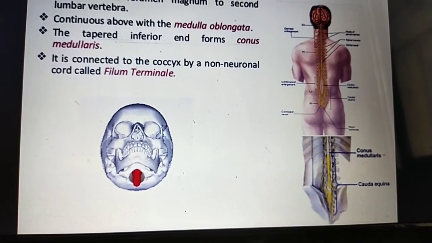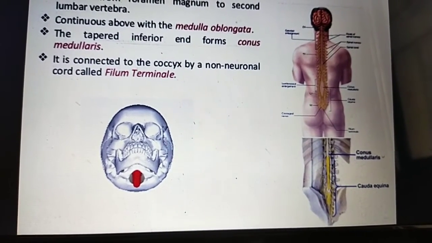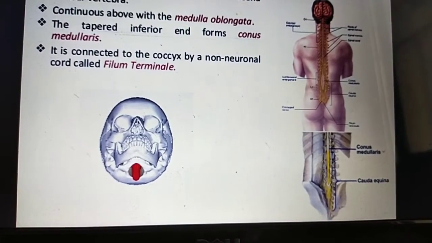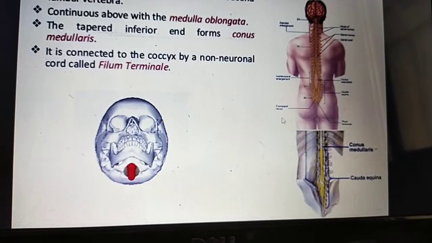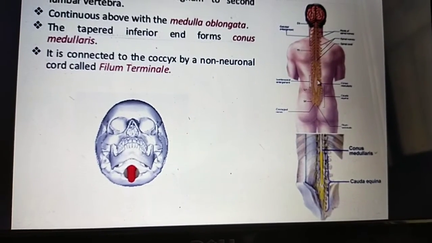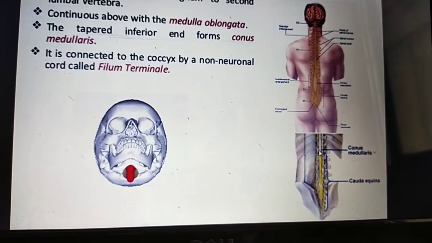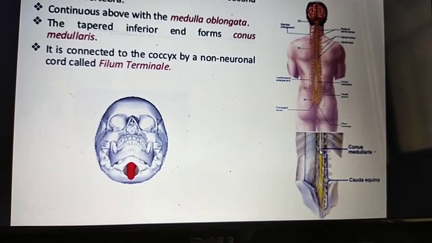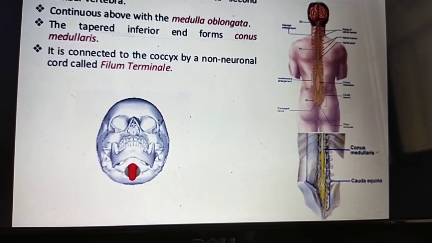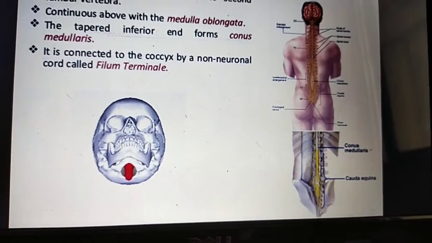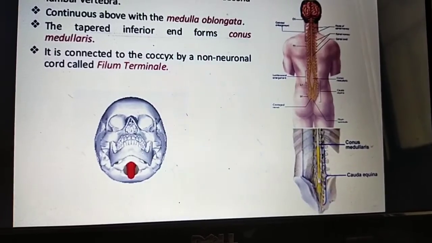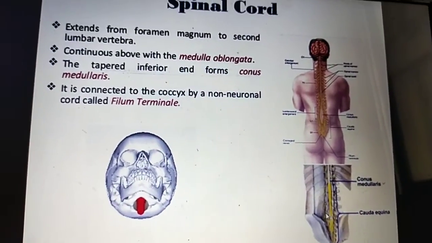And it continues above with the medulla oblongata, and it tapers inferiorly and forms the conus medullaris. You can see here it looks like a cone, and that is the conus medullaris, and it is connected to the coccyx by a non-neuronal cord-like structure, the filum terminale. You can go to the next slide, I will explain about that.